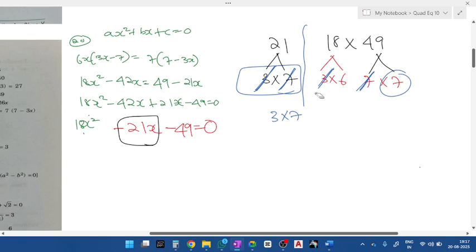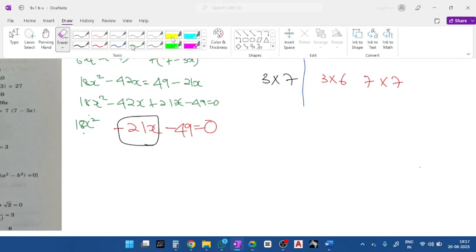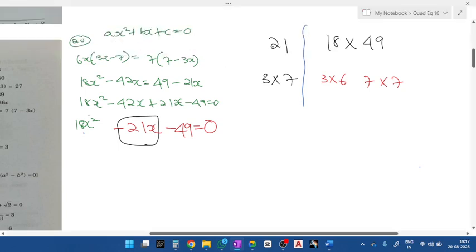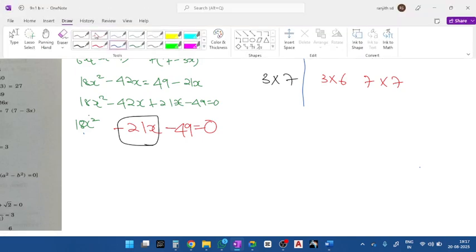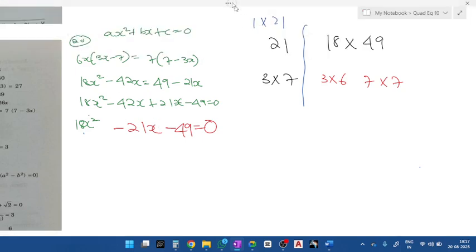Can you tell me again, students, what did we do? We took the middle term and split into 3 into 7 so that we can cancel out 3 and 7. Don't take 1 and 21. The factors of 21 are 1 into 21, 3 into 7. If not, it's a very tough question. You have to find factors all the way up to 21, which is not impossible.